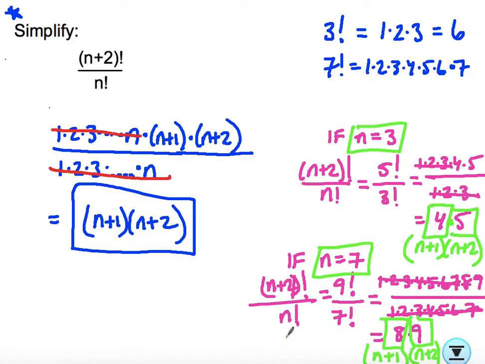So it's looking like no matter what I do, no matter what number I plug in for n, my result is going to be n plus 1 times n plus 2. And I can come to that conclusion using actual numbers and looking for patterns, or I can do the more generalized approach like this. And I would say whichever way makes more sense to you, go for it.